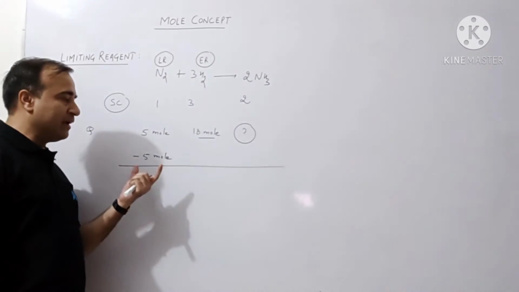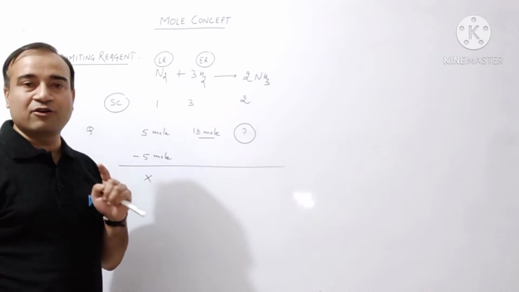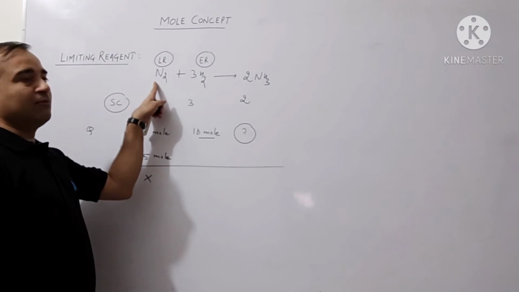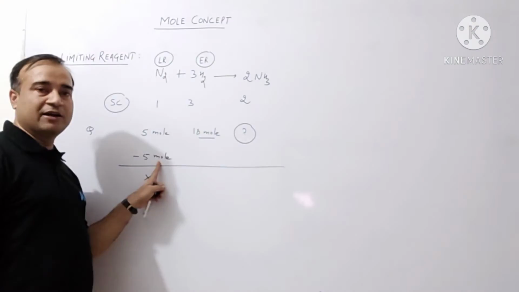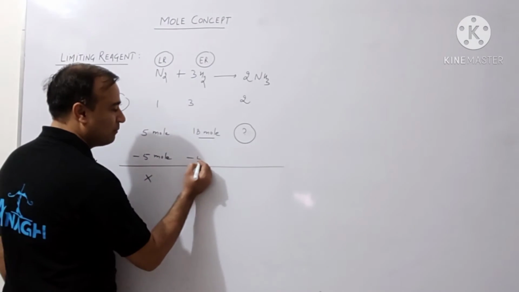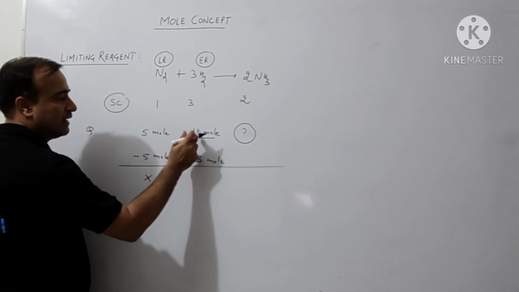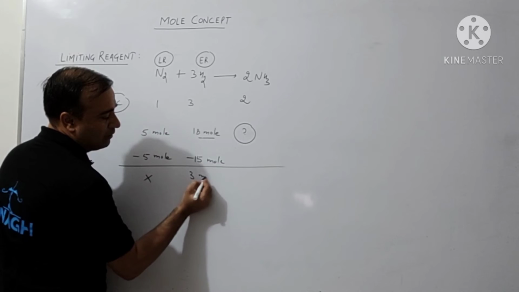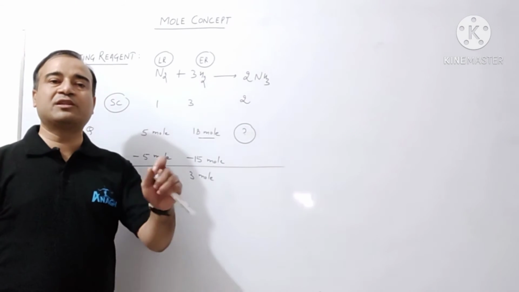And when 5 moles of nitrogen react completely, how many moles of hydrogen will react? 1 mole of nitrogen reacts with 3 moles of hydrogen. It means 5 moles of nitrogen react with 15 moles of hydrogen. So minus 15 moles of hydrogen. So we can say 18 minus 15. How many moles of excessive reagent are left unreacted? It must be 3 moles.